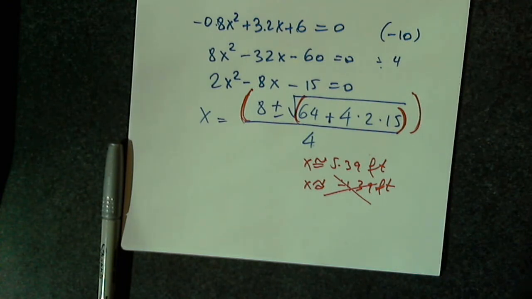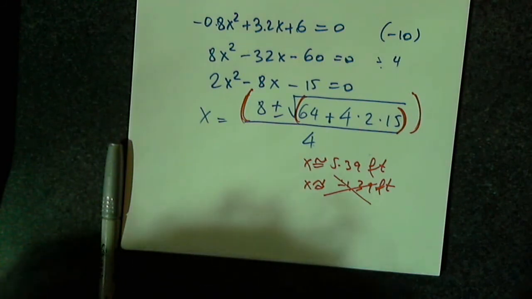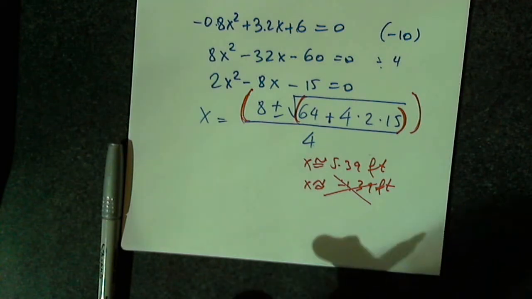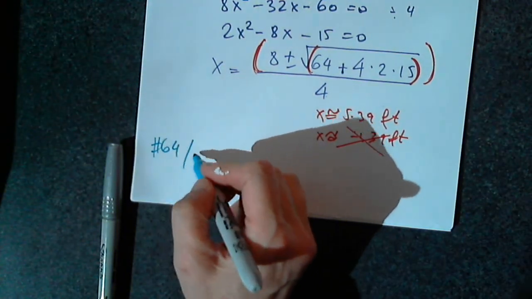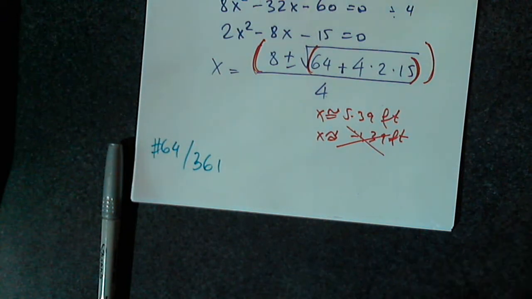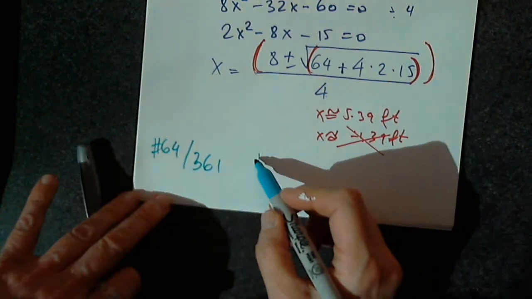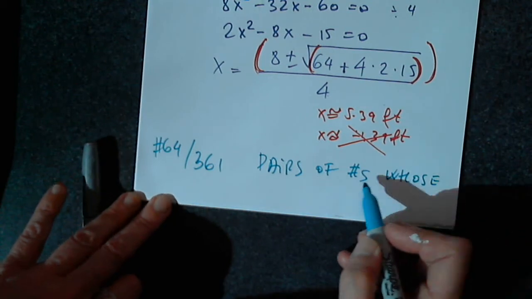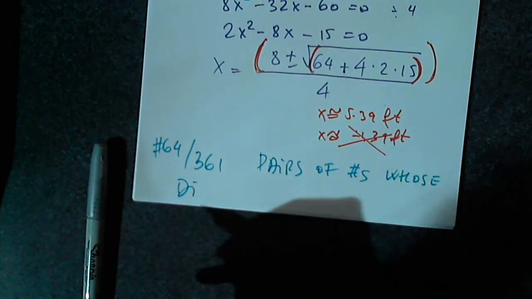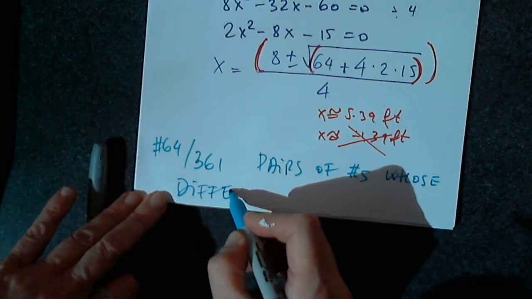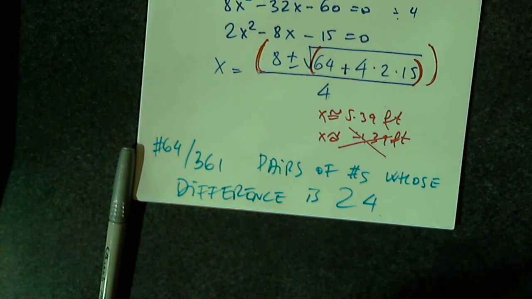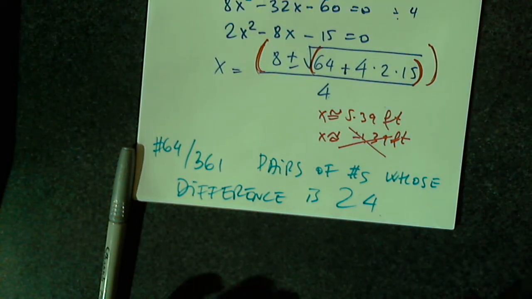Continue or look at another? Another one, very good. Okay, 64 on 361. Among all pairs of numbers whose difference is 24, sorry, not distance, difference, is 24. Find a pair whose product is as small as possible.